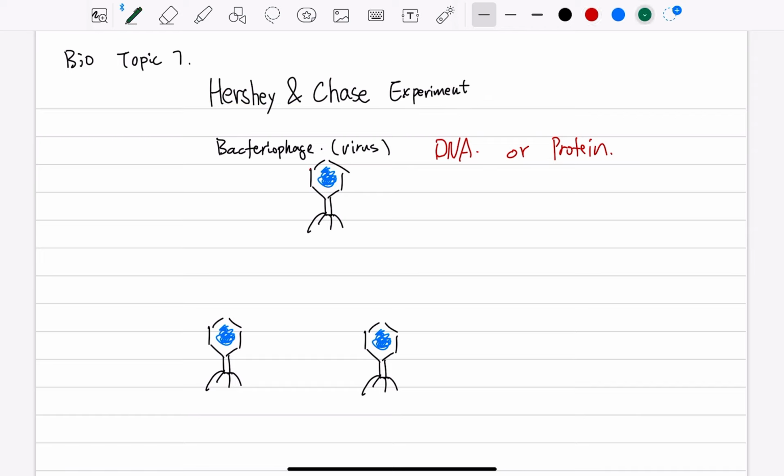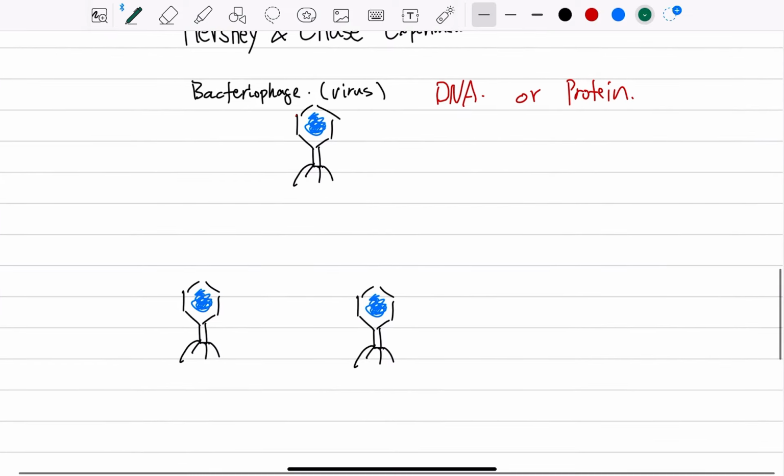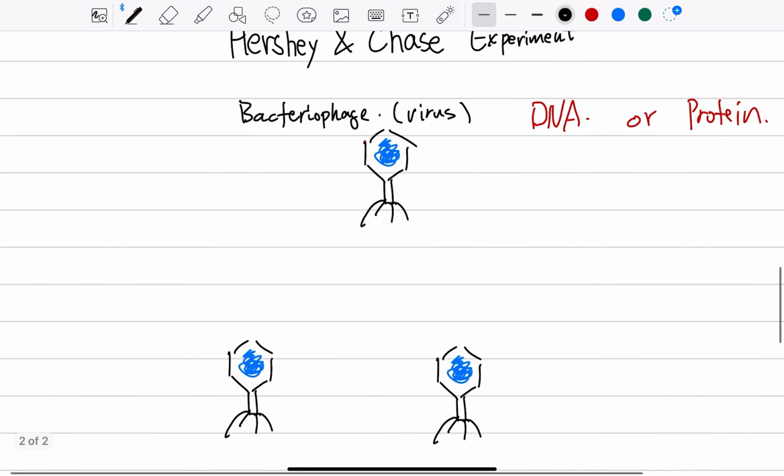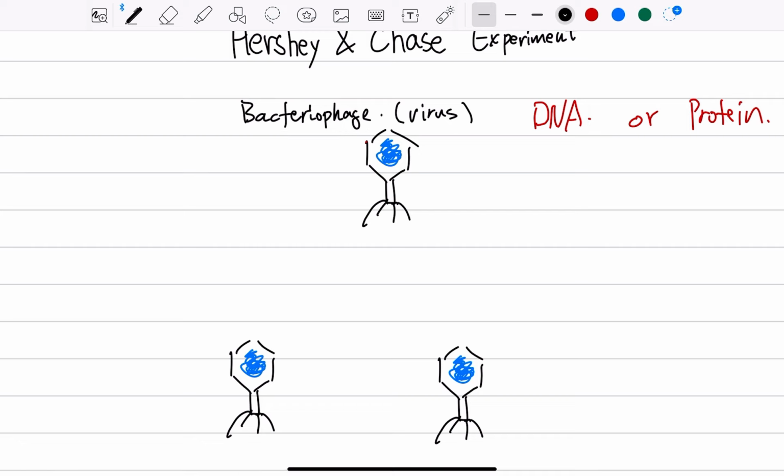So in the past, the controversy was whether the DNA was the genetic material or whether it was the protein. So Hershey and Chase designed the experiment to prove that DNA is the genetic material, and what they used is the bacteriophage, and this is a virus. Since it's a virus, it has either DNA or RNA, and this one had DNA. So let's say this is the DNA, and this is protein. The outer layer is the protein.